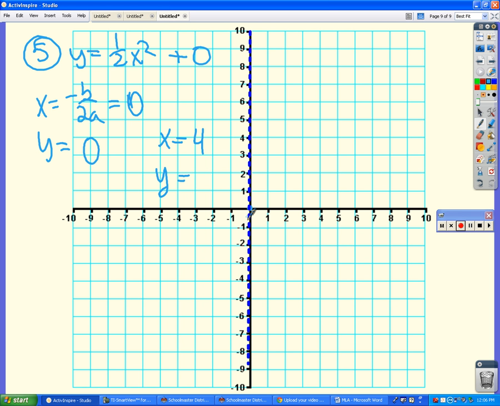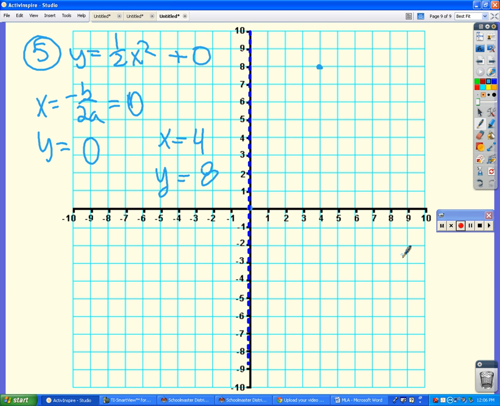So if I choose x equals 4, 4 squared is 16, and half of 16 is 8. So that tells me that the point 4, 8 is also on this graph.